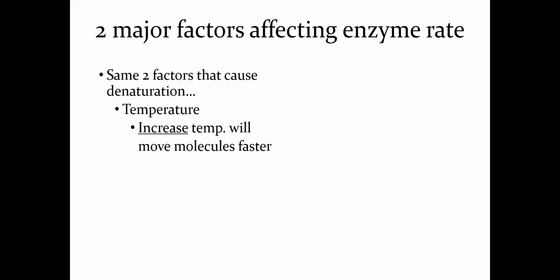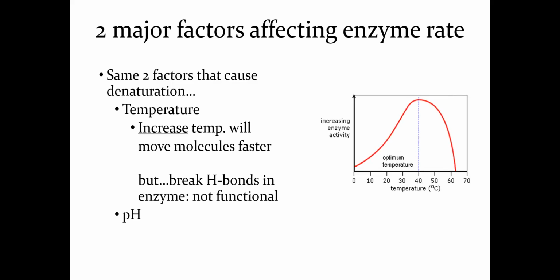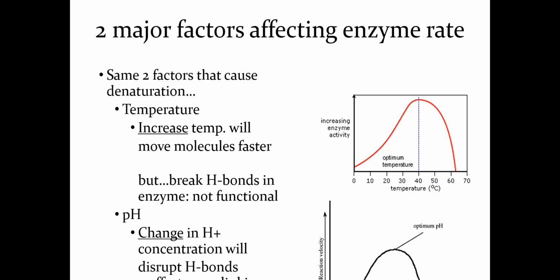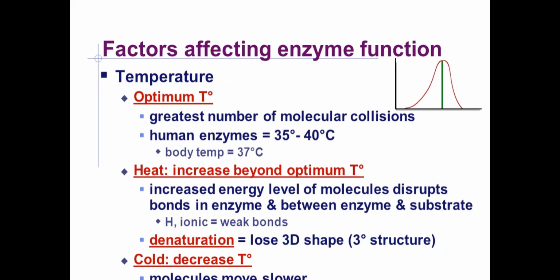Temperature increases will make the molecules move faster, but higher temperature will break the hydrogen bonding and the enzyme will not function properly. Similarly, a pH change in hydrogen ion concentration will disturb the hydrogen bonding and cross-linking. The optimal temperature of the body is 37 degrees centigrade. A greater number of molecular collisions occur at the optimum temperature. Enzymes mainly work at a temperature of 35 to 40 degrees centigrade. As heat increases, the increased energy level of molecules will disturb the bonding in the enzymes and between the enzyme and substrate.